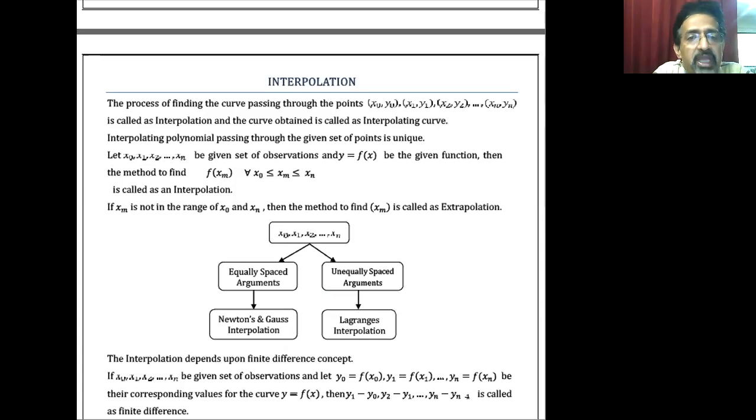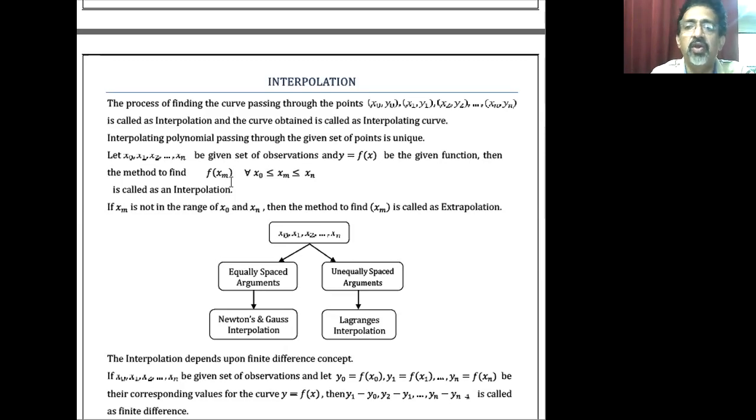Right. So I go further. Let x0, x1, x2, so on up to xn be a given set of observations and y equal to f(x) be a given function. Here, this is a caveat I am telling: y equal to f(x) is actually not known to me. I am just considering a set of tabulated points. Just to make you comfortable, I am assuming y equal to f(x) is my given function. Right. Then the method to find f(xm), that is at non-tabulated points.